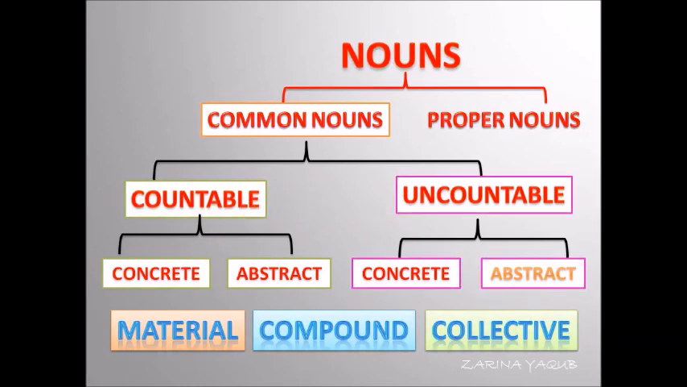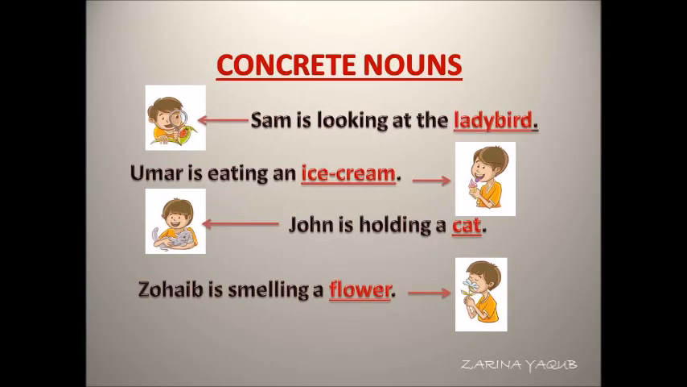So, common nouns can be further divided into concrete and abstract nouns. Concrete nouns are the names which refer to the things we can see, touch, or feel. Sam is looking at the ladybird. Umar is eating an ice cream. John is holding a cat. Zuhaib is smelling a flower.